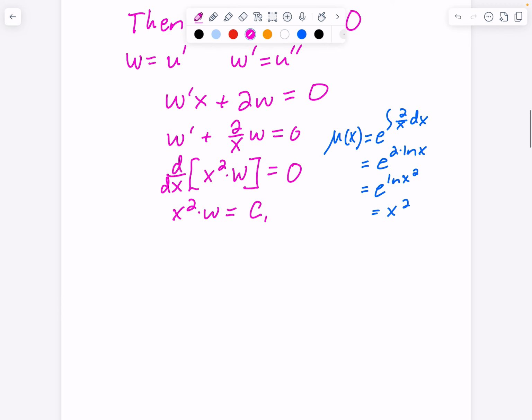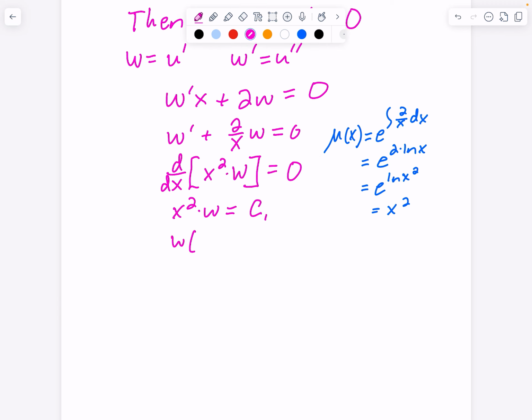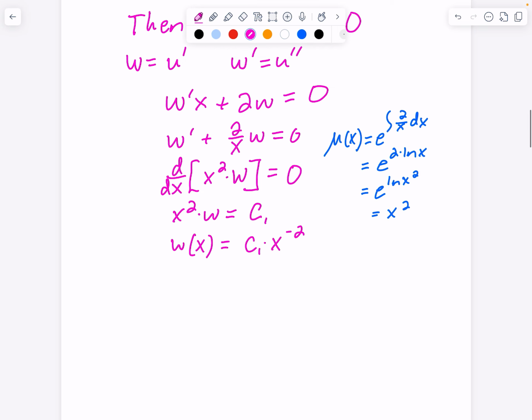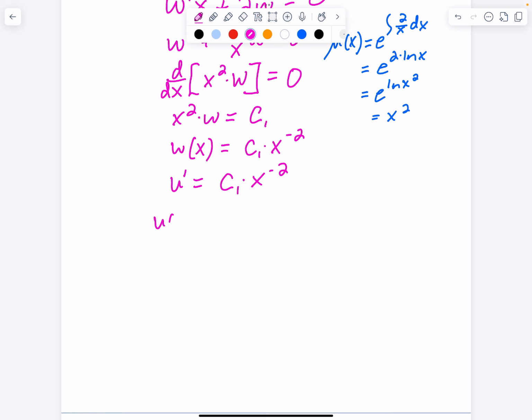All right, so if I have that, I can now solve: w of x is equal to C1 times x to the negative 2. So there's our function. But remember, we're not solving for w. I've got to go back. This is u prime, C1 times x to the negative 2. So to find u of x, to go backwards, I just integrate. So I go up by 1, that's negative 1, divided by the new one, that's negative C1 times x to the negative 1 plus a C2. All right, so there's u.